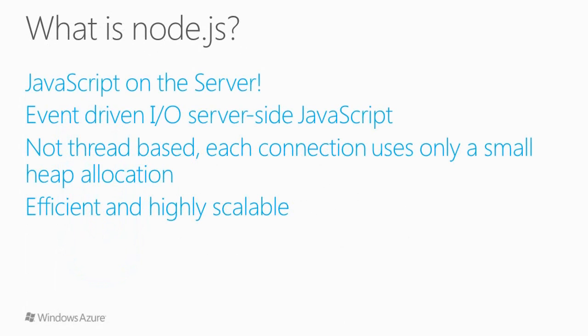Node.js is JavaScript that runs on the server. It is entirely event-driven and is not thread-based. Each connection to a Node.js server uses only a small heap allocation as opposed to consuming an entire thread as would occur on a traditional web server. These features make Node.js efficient and highly scalable.